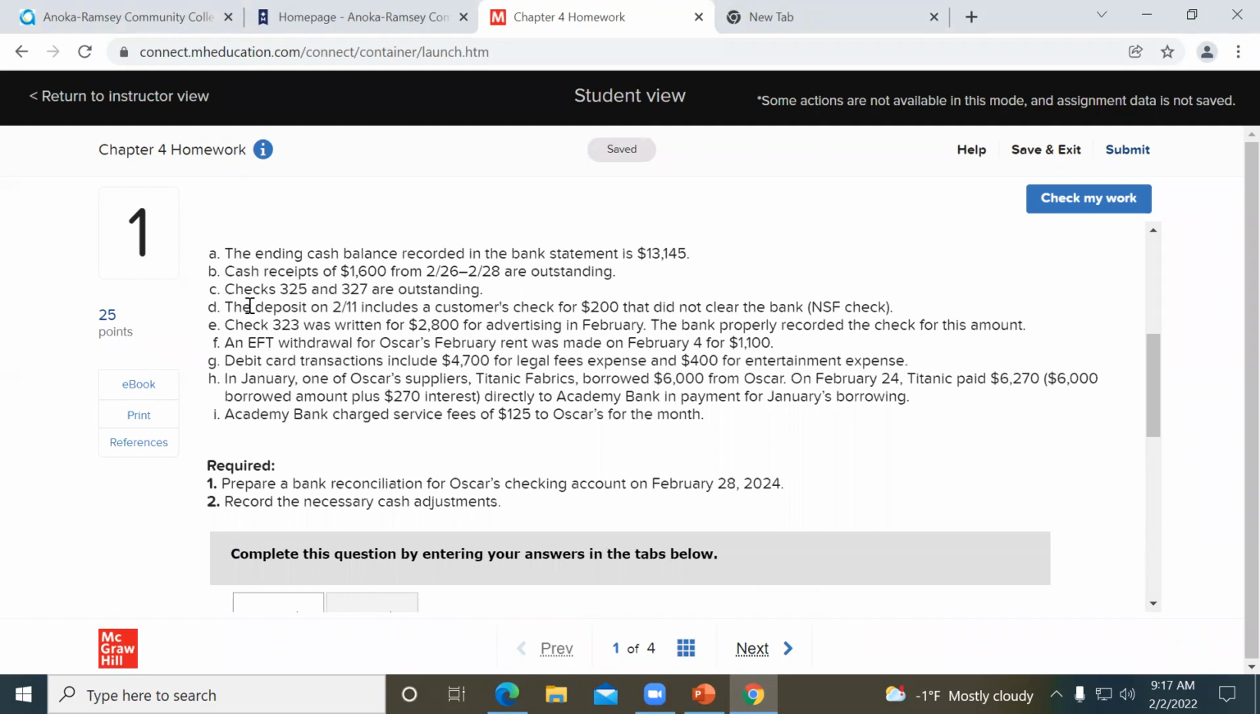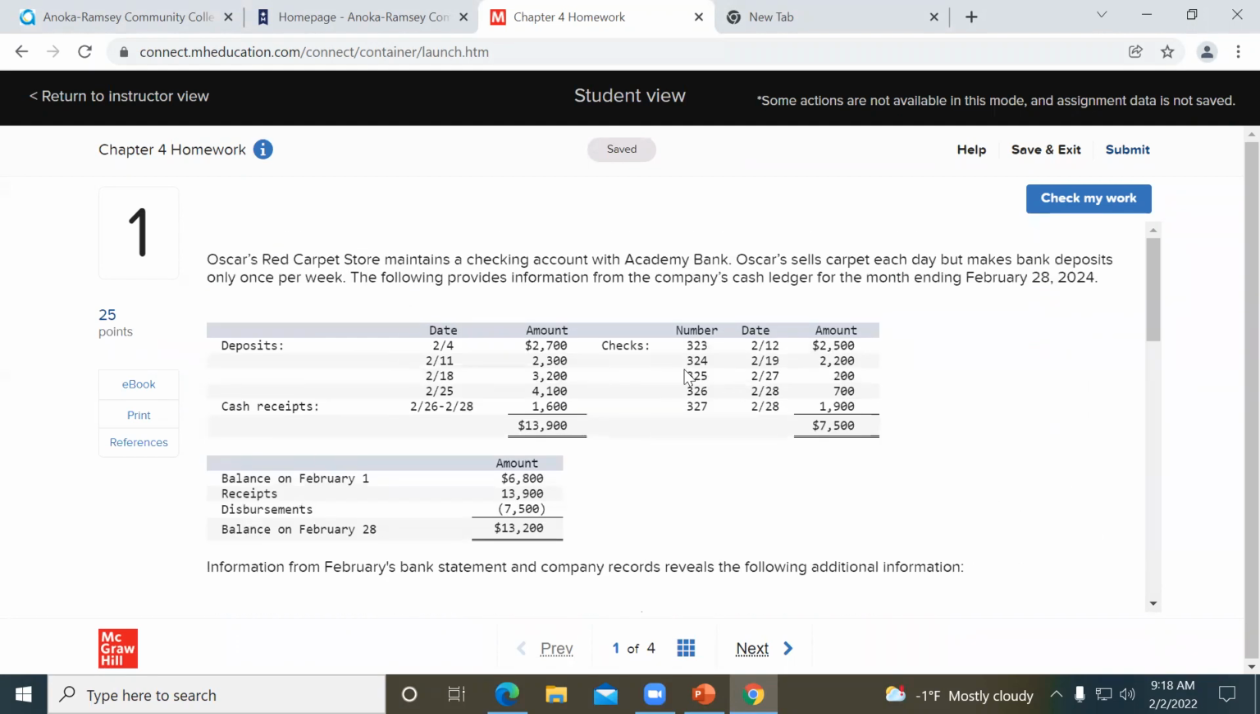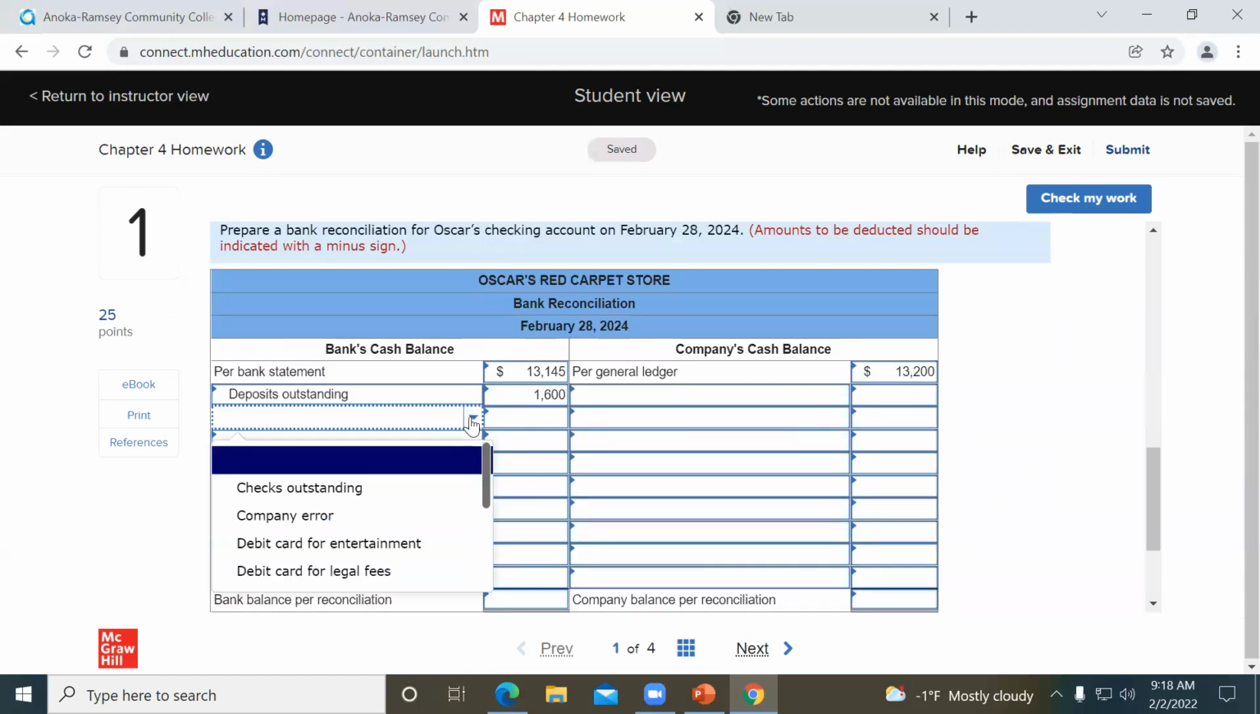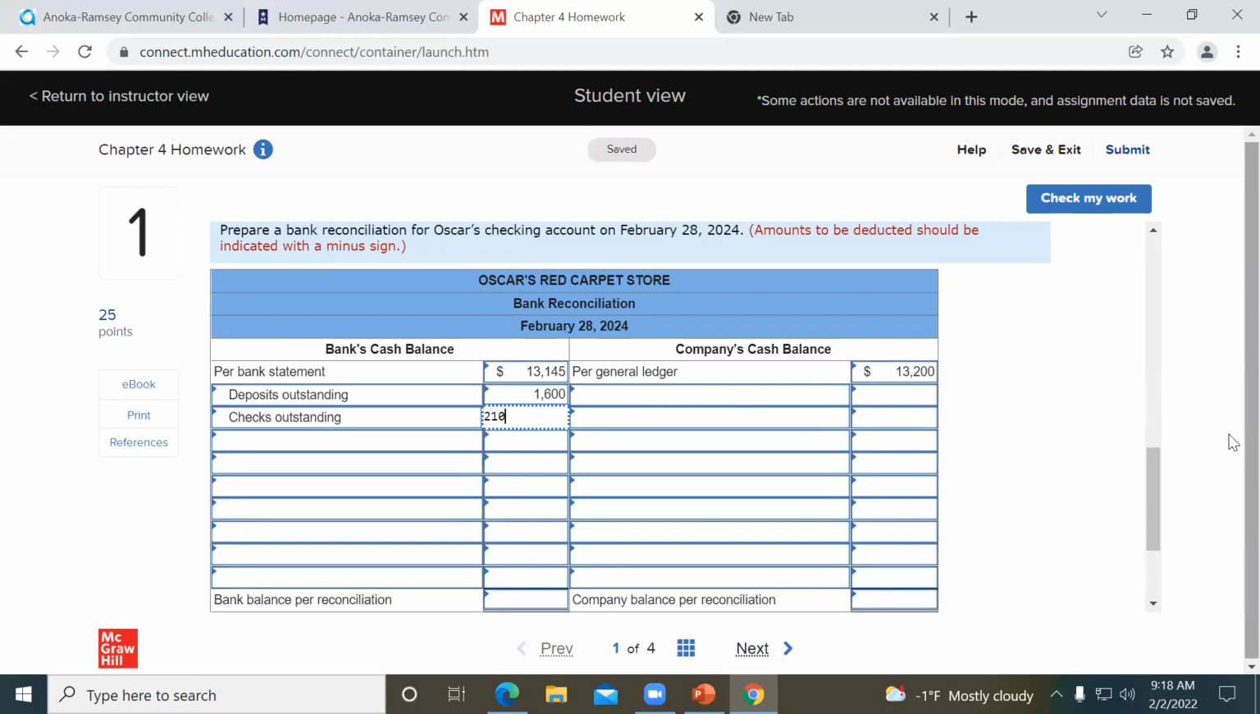Then it says checks 325 and 327 are outstanding. What do we do there? We go and find checks 325 and 327. One is 200 and one is 1,900. We're going to show 2,100 checks outstanding, right? But I need to put in a minus there. Okay.